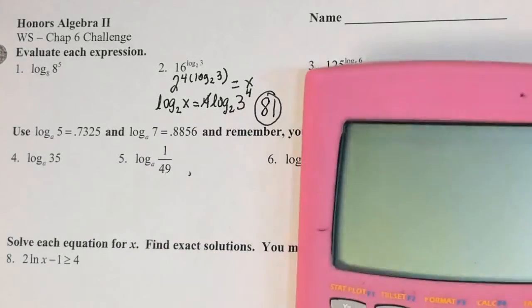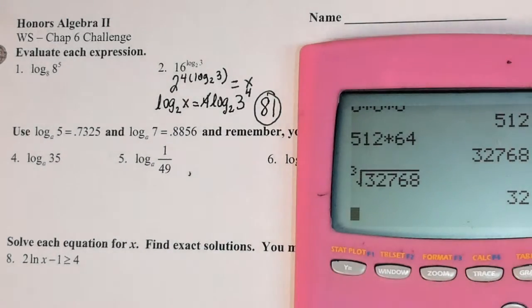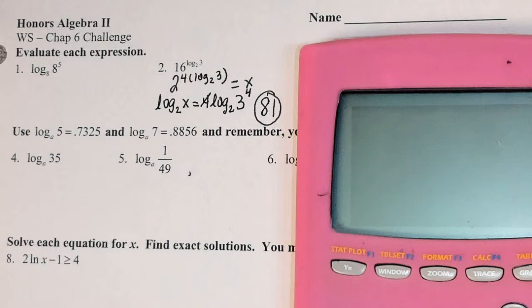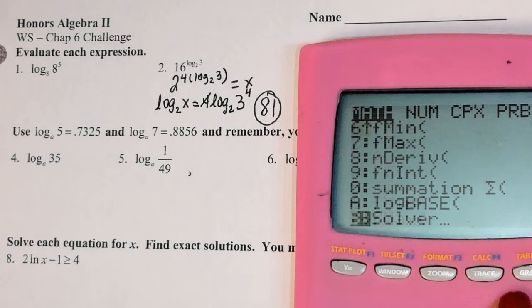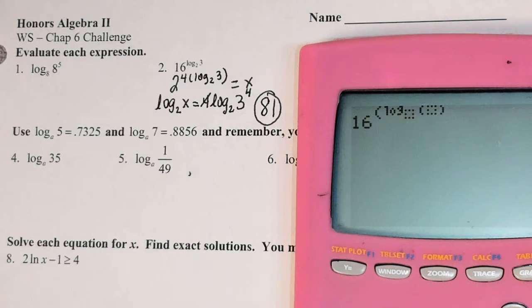I could even do this on my calculator. It's pretty tough to type in. You don't need to follow along, but just watch. I can do 16 raised to parentheses. I'd have to use my base change under math. So I'd go to math, go up to log base. I can put in log base 2 of 3, and it can tell me what this answer is. And see how it's 81? Okay?